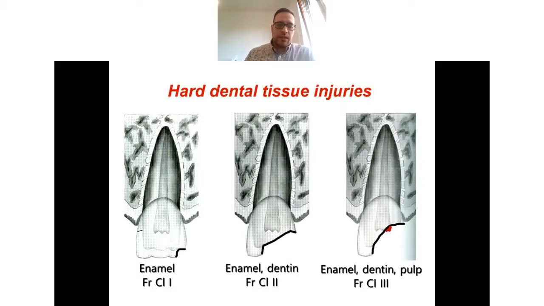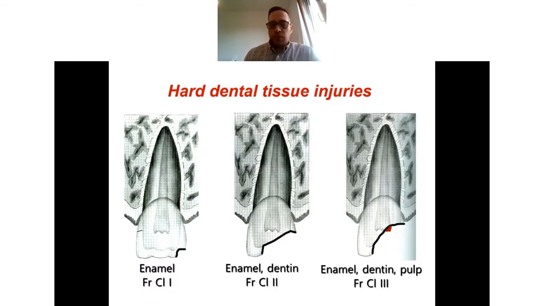people in other countries. In this way, we can say that if you break enamel, it is a fracture of class 1. If we break enamel and dentin, then we have a fracture of class 2. Enamel, dentin, and exposed pulp is class 3. And of course, there is class 4 if the root gets broken.